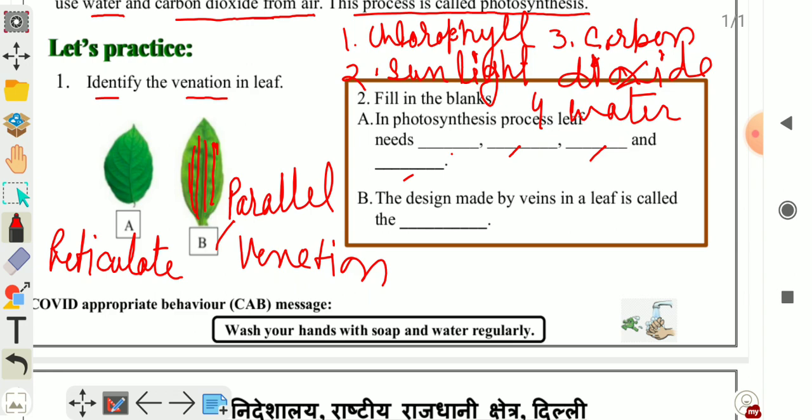Second, the design made by veins in a leaf is called venation. So you have to write venation in this blank.